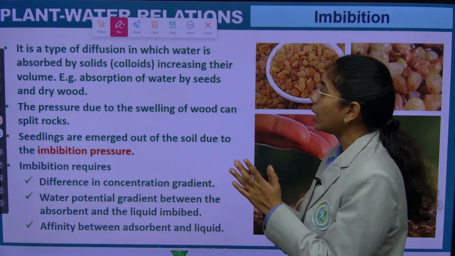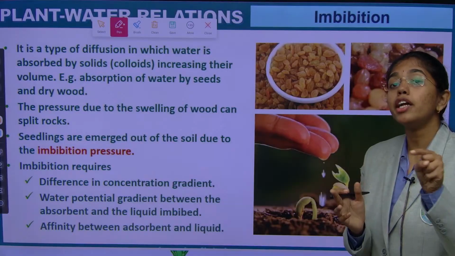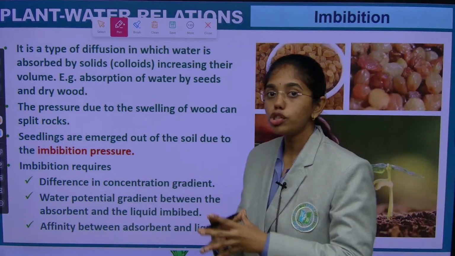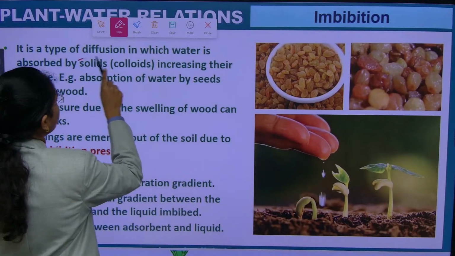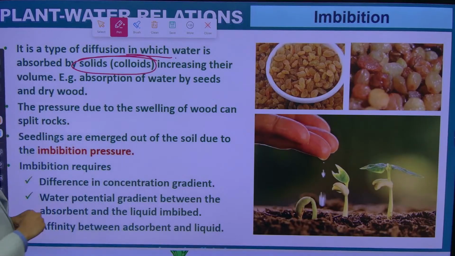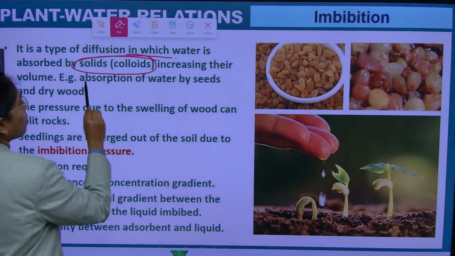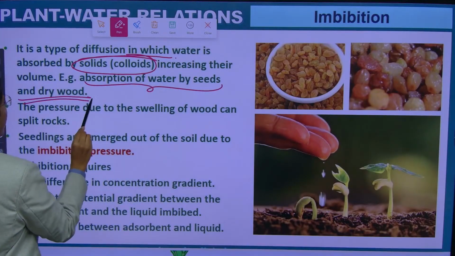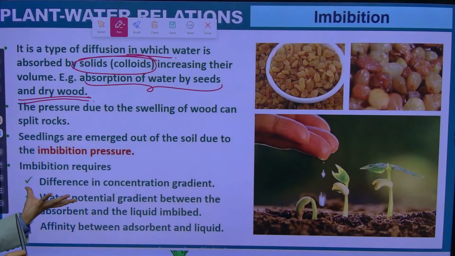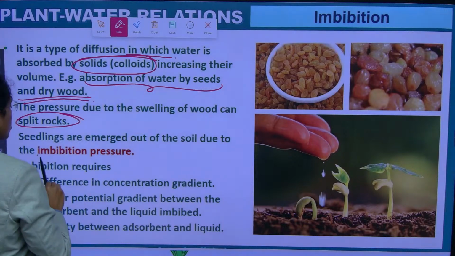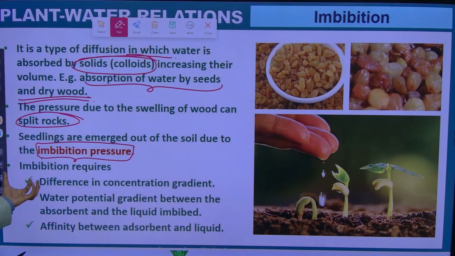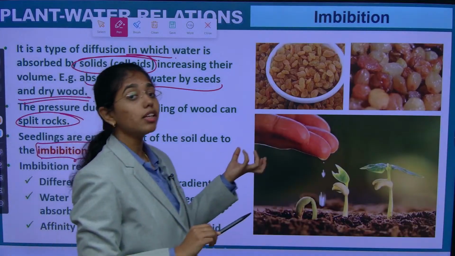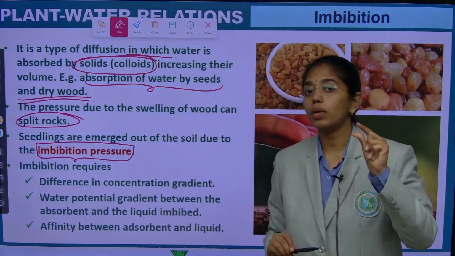Which is nothing but absorption or diffusion of water into solid particles. Diffusion of water into solids or colloids is addressed as imbibition. For example, absorption of water by seeds and dry wood. The pressure is due to swelling of wood and this can even split rocks. Seedlings emerge out of the soil due to imbibition pressure, that is water molecules entering into the hard-coated seed.